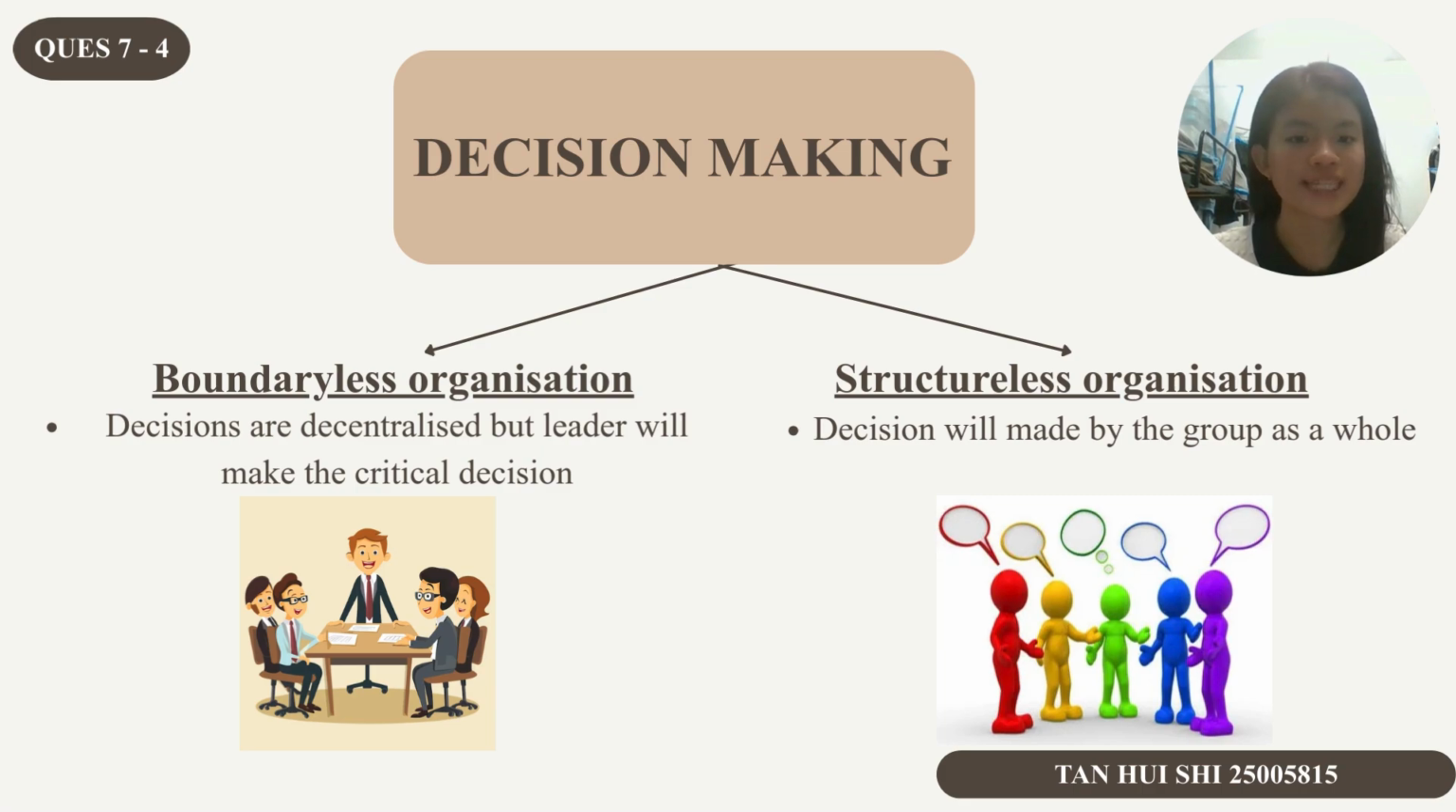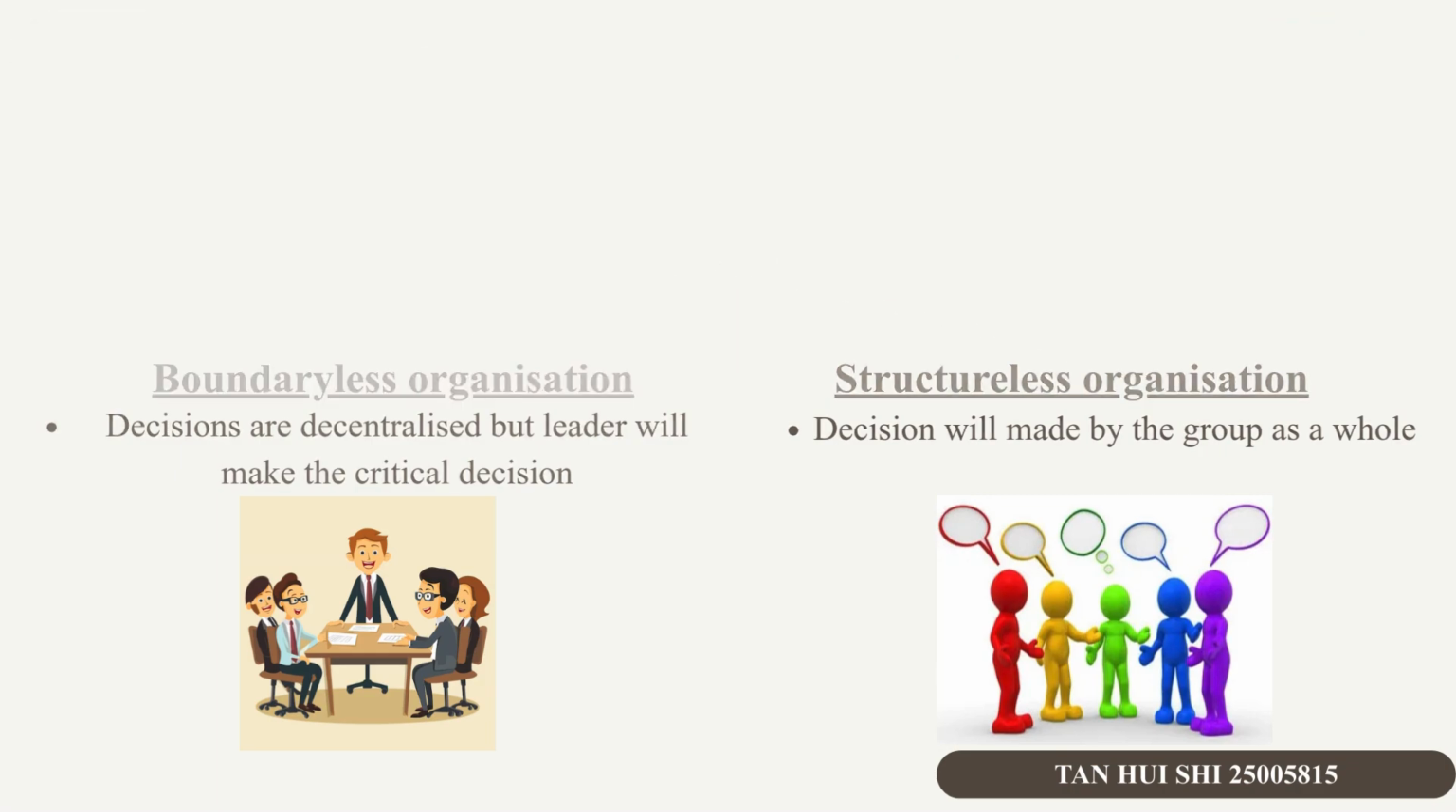For a structureless organization, decisions will be made by the group as a whole. For instance, a community group decides together how to organize a charity event. All the decisions are made solely through group discussion since there is no leader.